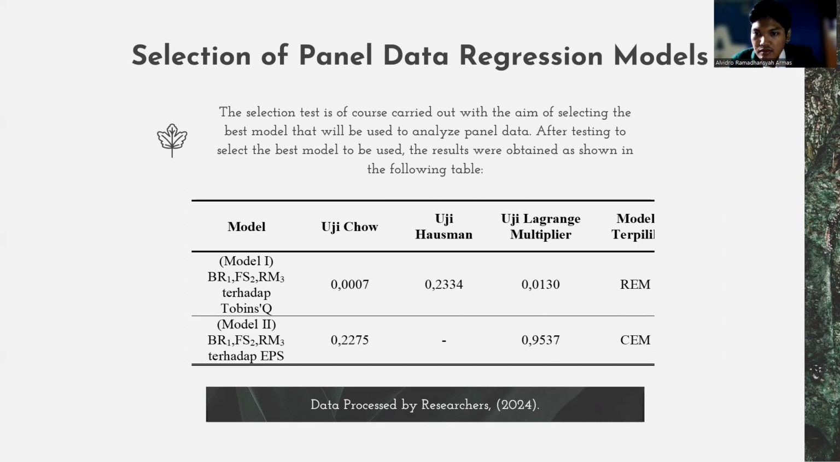And next, the test was continued directly with the Lagrange multiplier test, the aim of which was to compare the CEM and the REM models. The results of the Lagrange multiplier test show a value of 0.9537, which of course is greater than the significance level alpha 0.05. Therefore, the best model in the research model that uses a proxy for the company value variable with EPS is the CEM model.